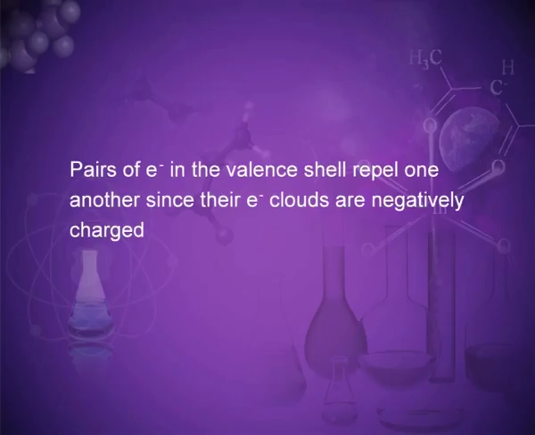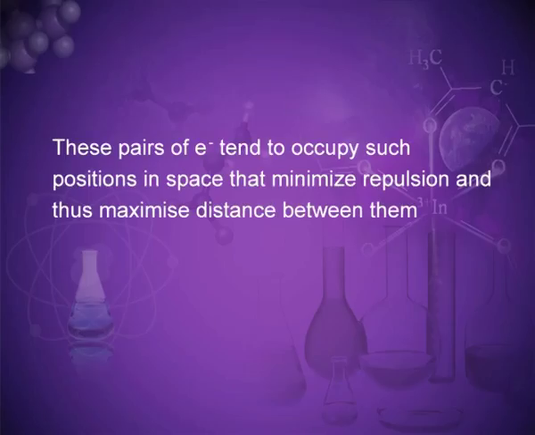The pairs of electrons in the valence shell repel one another since their electron clouds are negatively charged. That is, there is a repulsion between all these electron pairs. These pairs of electrons tend to occupy such positions in space that minimize repulsions and thus maximize the distance between them. The tendency is to enter into the most stable position, that is the minimum repulsion and thus the maximum distance.